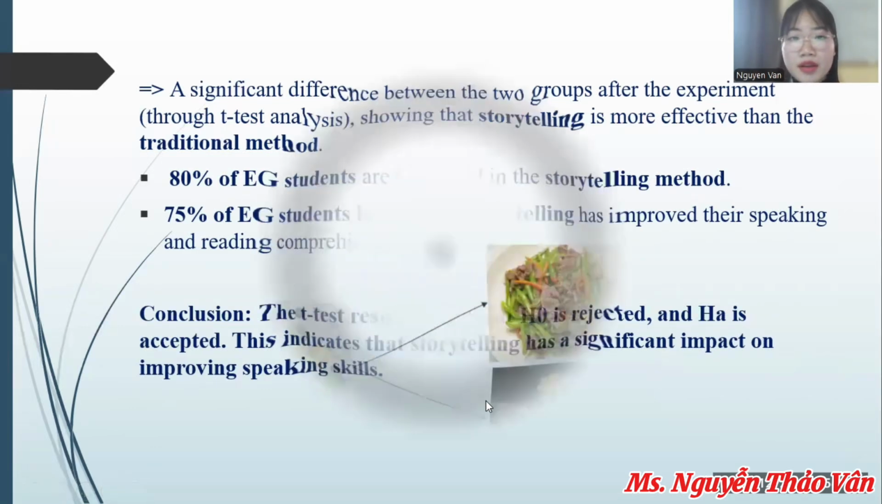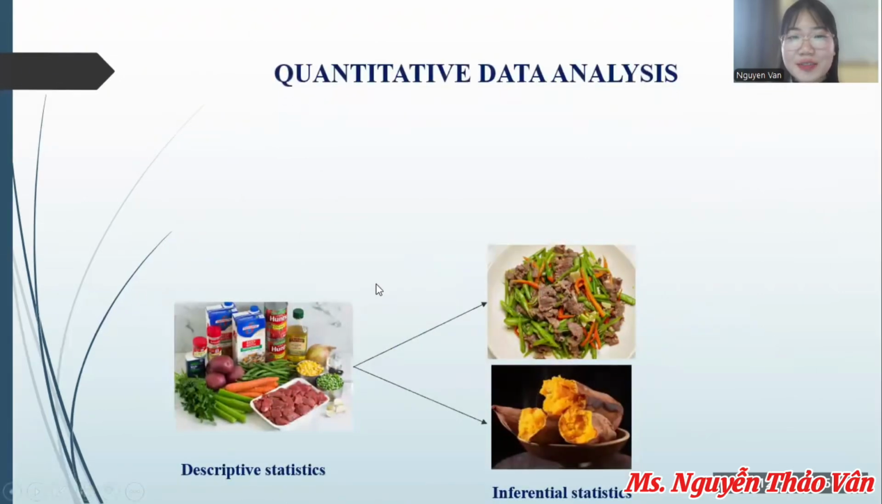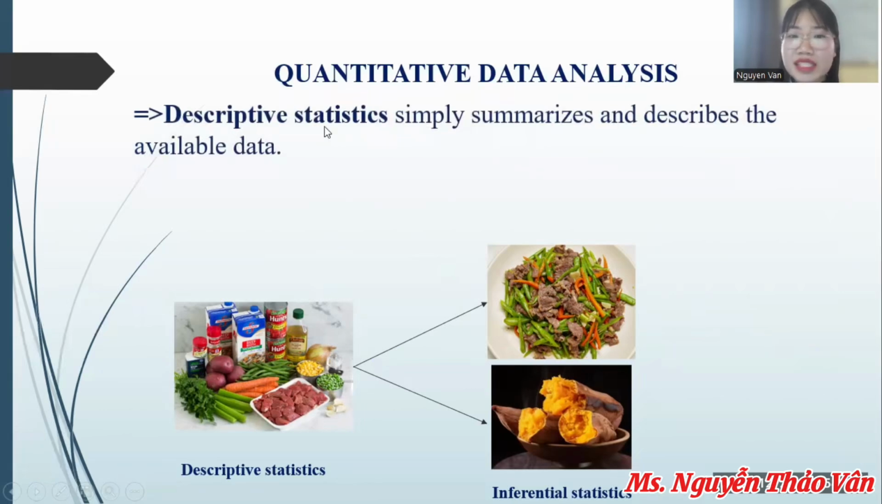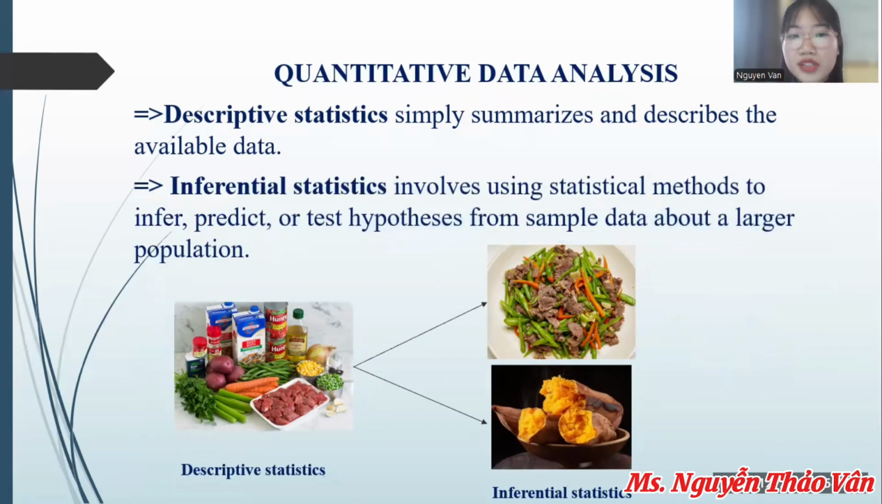All right. In quantitative data analysis, descriptive statistics simply summarizes and describes the available data. And inferential statistics involves using statistical methods to infer, predict, or test hypotheses from sample data about a larger population. So now, let's look at an example with food.